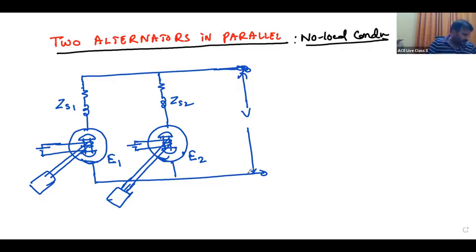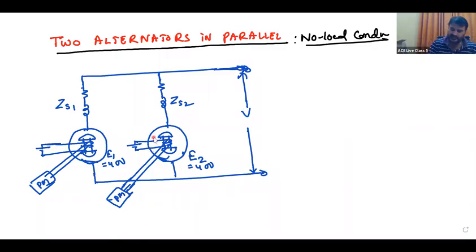These are the two prime movers of the individual alternators. Load is not connected. Say the generated EMF E1 is equal to 400 volts, and E2 is also equal to 400 volts. Then there is no current to the load from alternator 1 or alternator 2, and there are no circulating currents between these two.